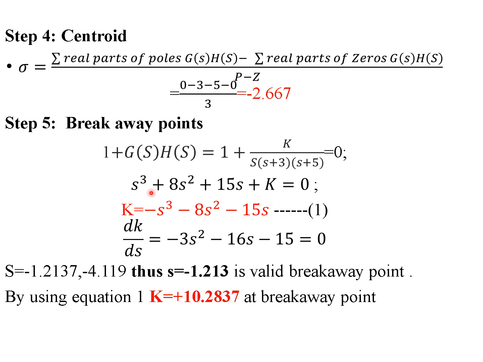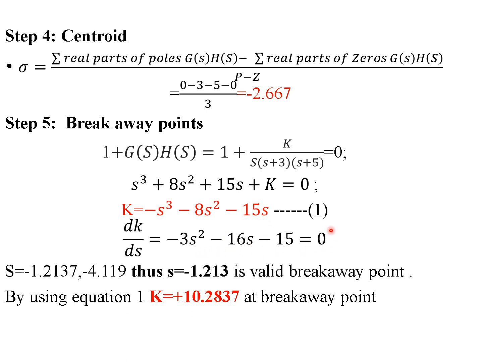Now if we need to differentiate this value, so dk by ds is nothing but minus 3s square, minus 16s, and the s term will get cancelled because we are differentiating this, so it is minus 15, which is equal to 0.